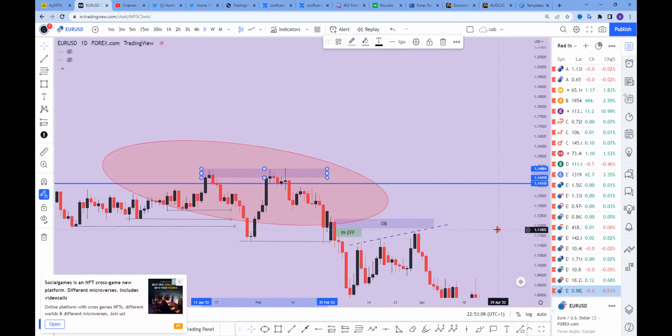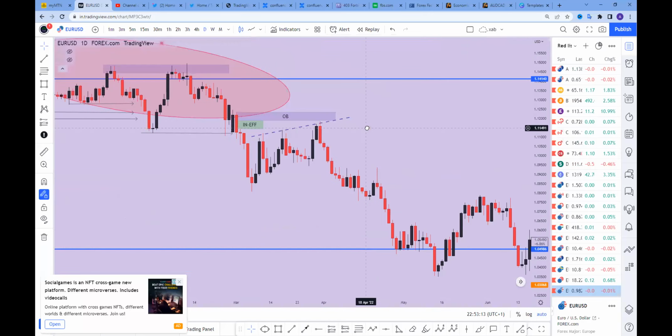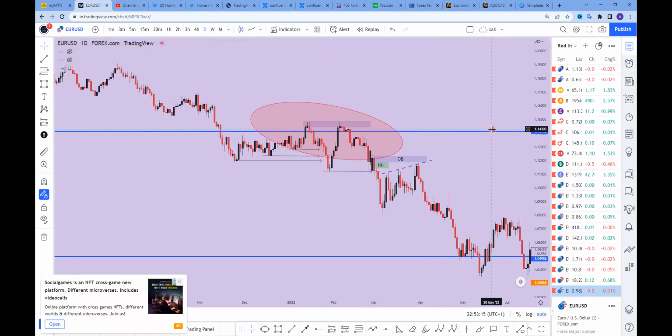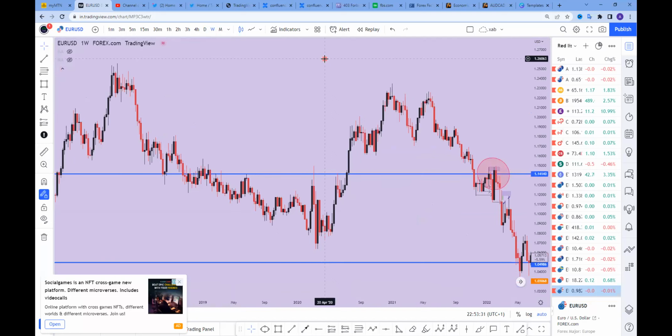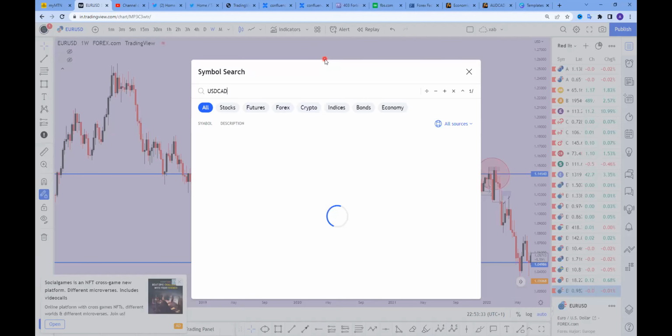As you can see, price just went all the way down. Can we all see that? Have we all seen that? So let's go to another commodity and do the analysis again. Let's do USD CAD.